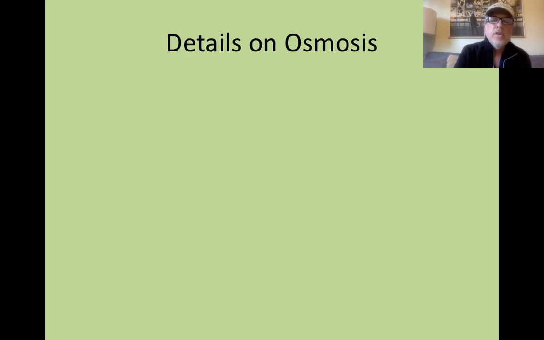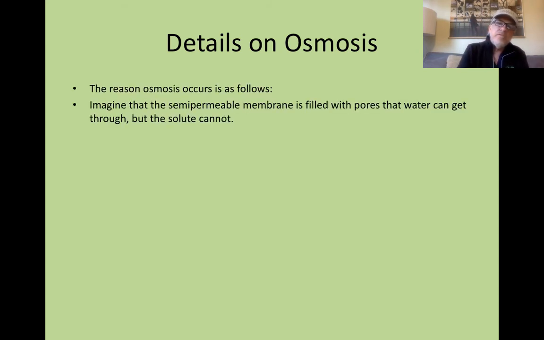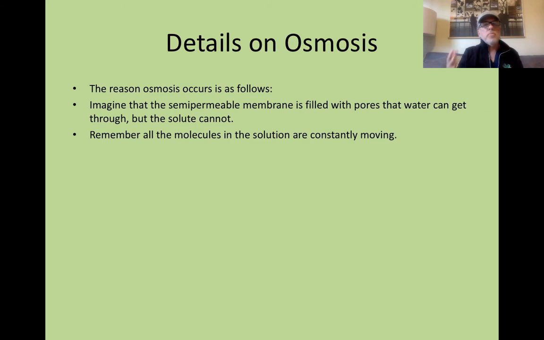right side. So let's look at this process in a little more detail to try to understand why osmosis occurs. The semipermeable membrane is filled with openings we call pores that water can get through, but the solute cannot. Now, all the molecules in the solution are constantly moving and banging into that semipermeable membrane. When water gets to a pore, it passes through the pore.